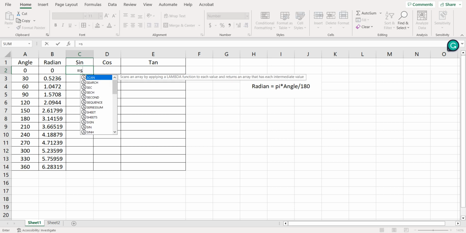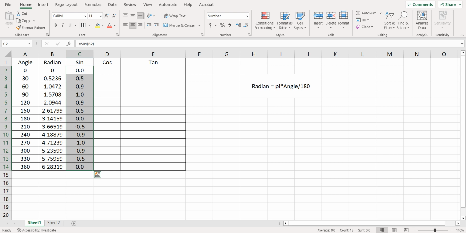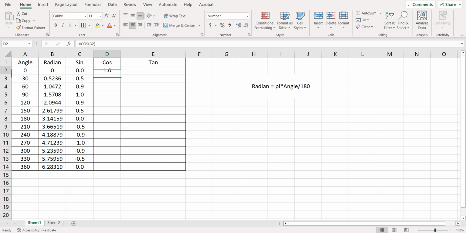Then calculate the sine value, and instead of selecting the angle, you are going to select the radian, which is cell B2, and press enter, and you can see it has been calculated for all the corresponding values. Okay, same thing you can do for cosine. So for cosine, you write the cosine function, cos, then select the radians and hit enter, and copy this equation to all the cells.